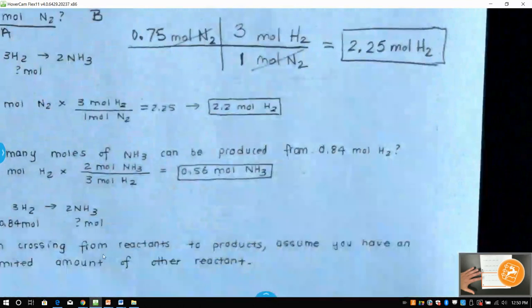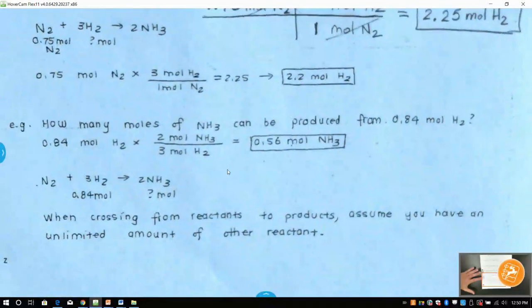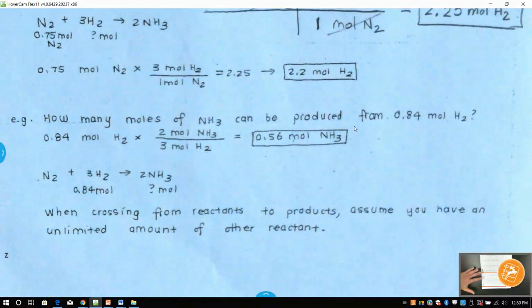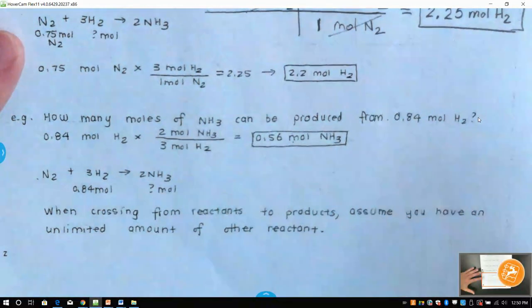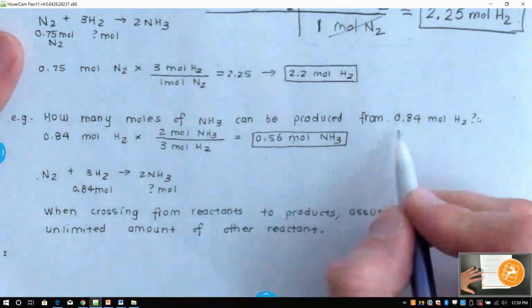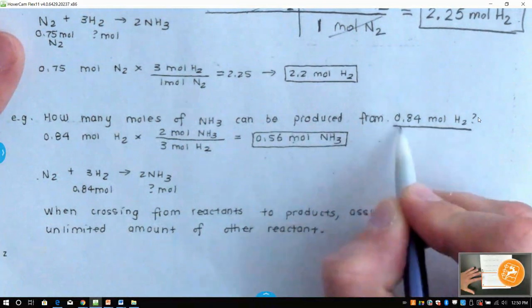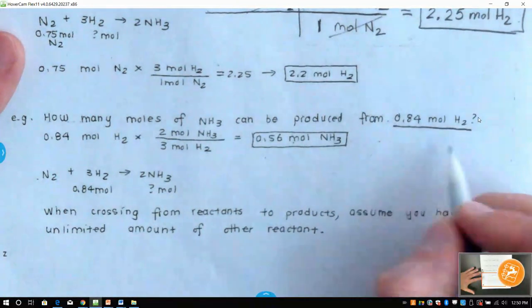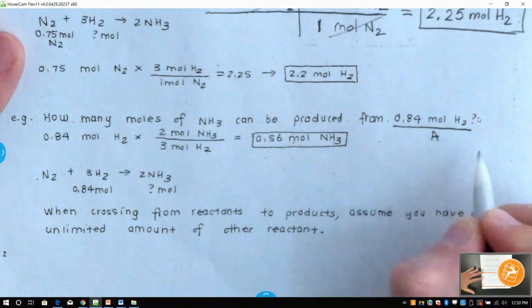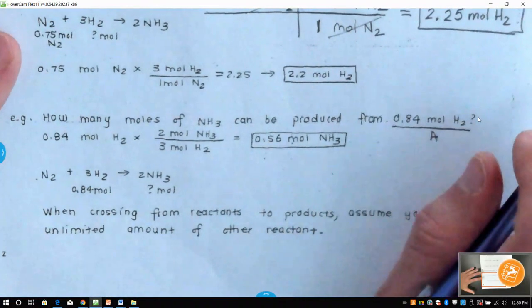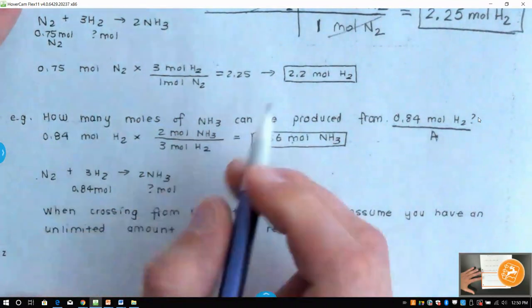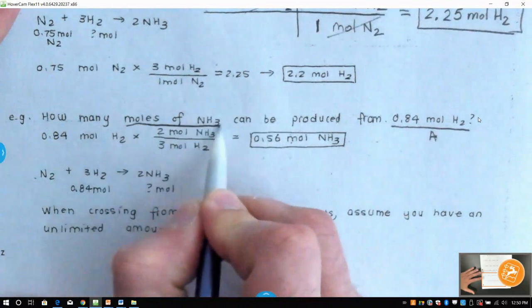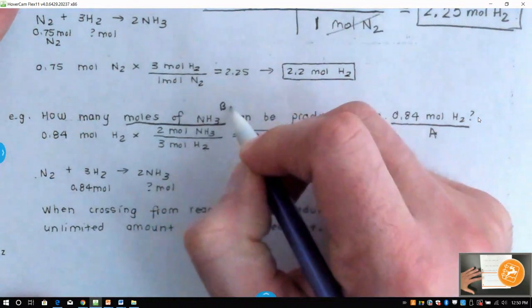Next example that was given is here. Example 2. How many moles of NH3 can be produced from 0.84 moles of H2? When you get a problem, you want to underline what you're given. It's usually going to be with a number. Label that A. What we want, you underline and label B, because that's what we're looking to go to. They want moles of NH3. That will be our B.